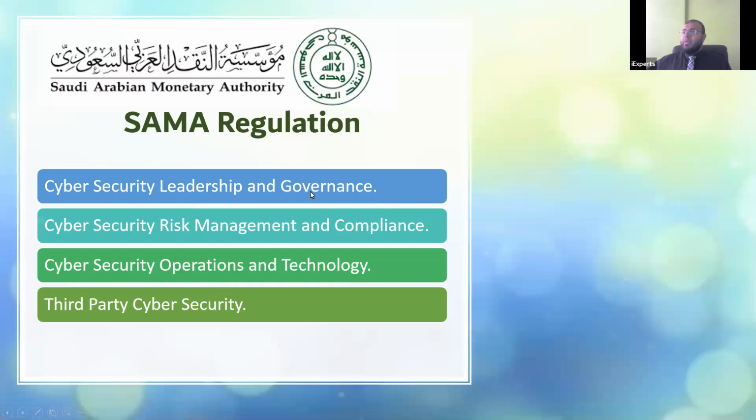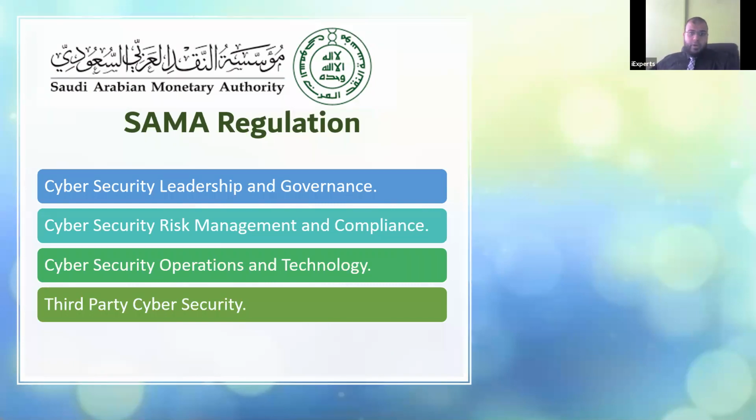Let's start with the SAMA regulation. SAMA regulation, as you know, contains four domains, starting from the governance and going to the risk and the compliance, the GRC. You can find the GRC in the first two domains of SAMA regulation. SAMA, the Saudi Arabian Monetary Authority, set some regulation for the banks, for the companies that are working in the financial sector, in the fintech. If you are working in the financial sector, you are in the exposure of SAMA regulation.